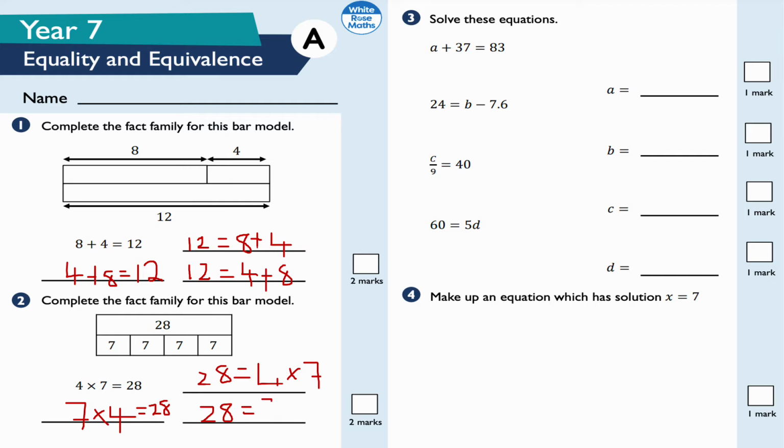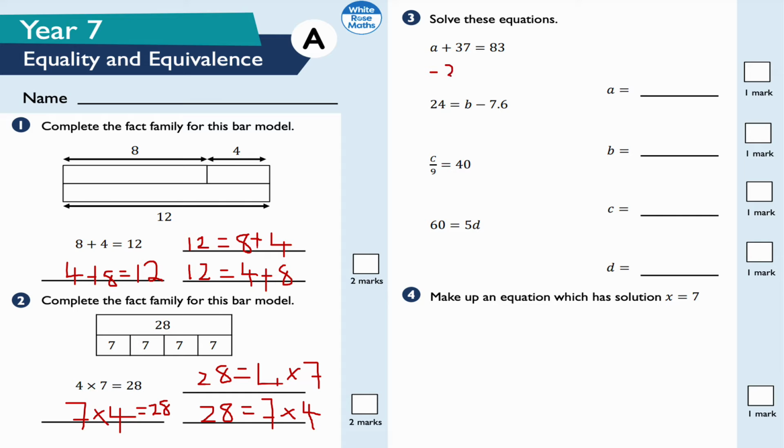So these are all the same sums, but the idea is that it's rewritten in different ways, because sometimes a problem might be presented to you in a slightly different way, but it's you recognizing that it's just rewritten in a different format. That's all it is. This is question number 3. Solve these equations. A plus 37 is 83.